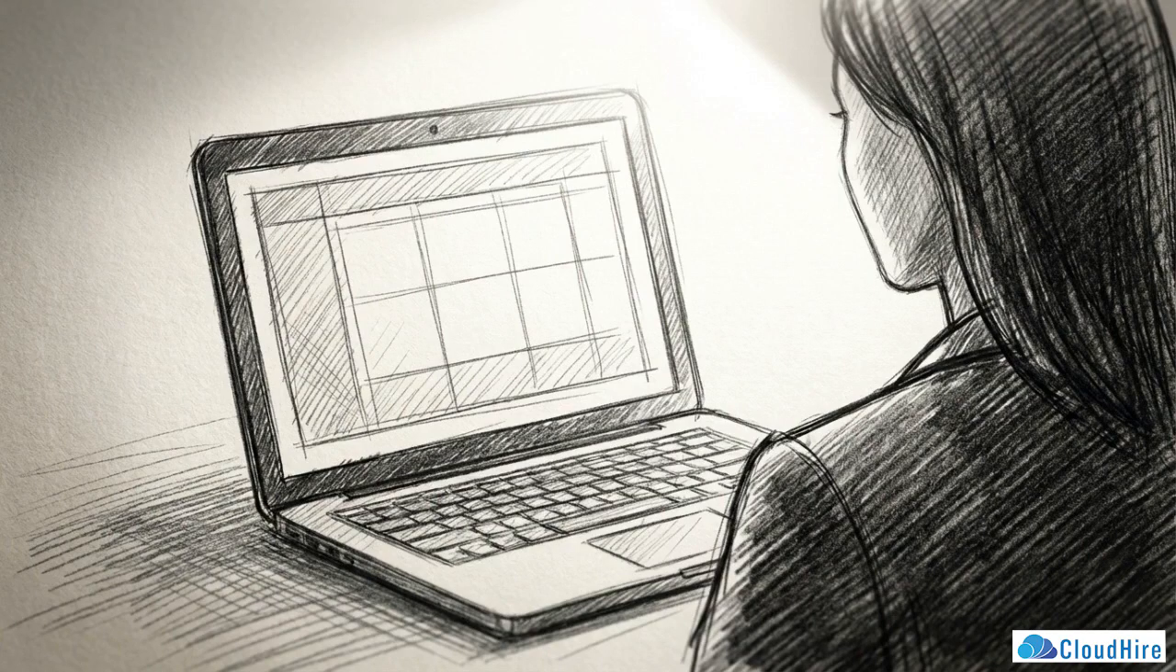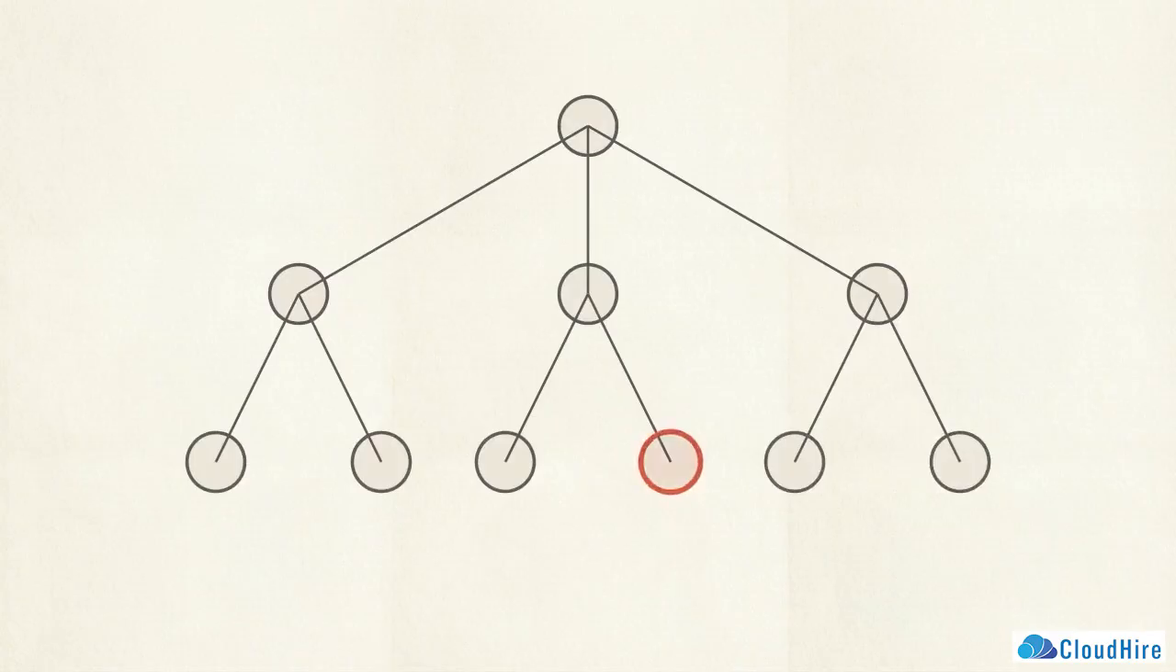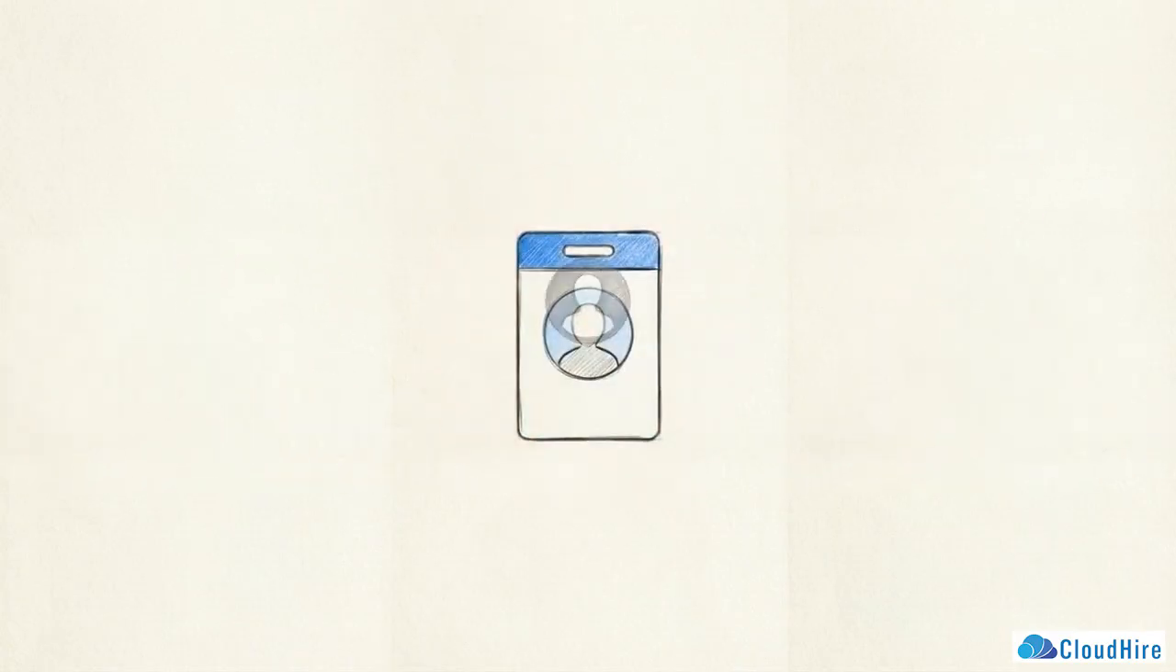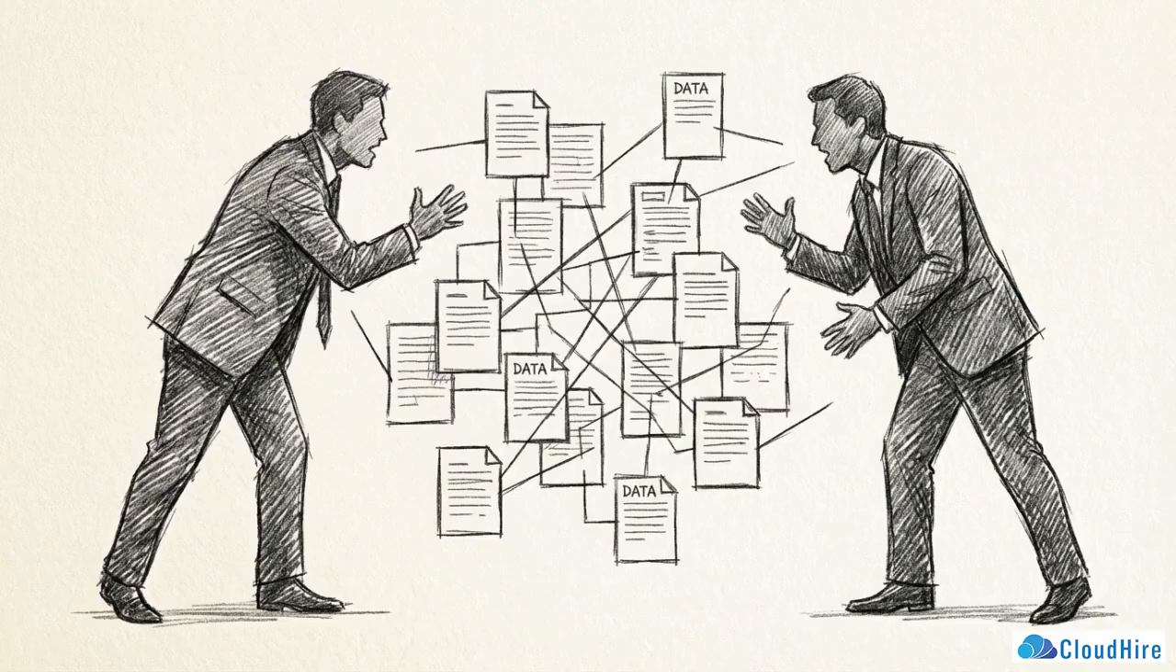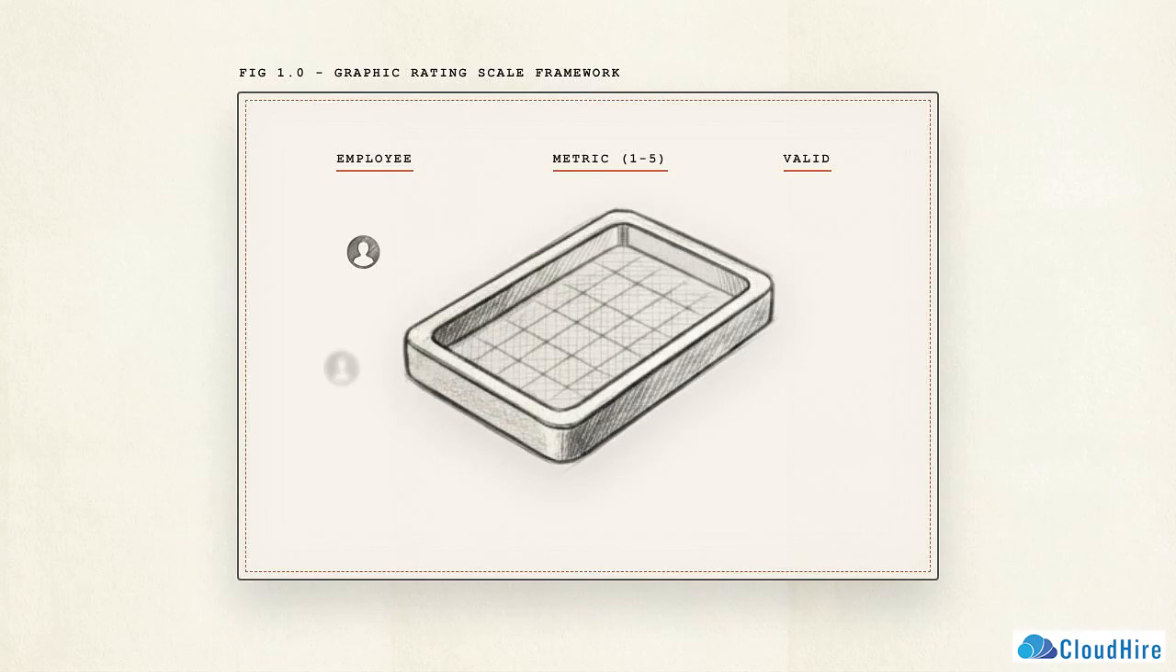To start, open a blank spreadsheet on your computer. Before you type anything, pick one specific role in your organization, like a project manager or a sales representative, to focus on for this build. Because without a standardized scale to anchor the conversation, a performance review is just a subjective debate. With it, you have a data-backed evaluation.